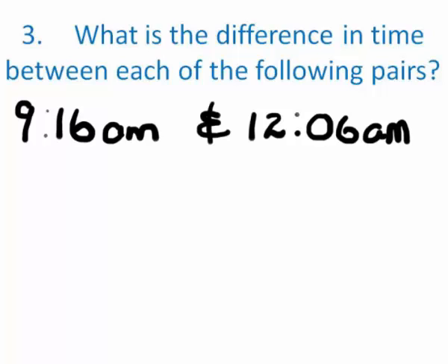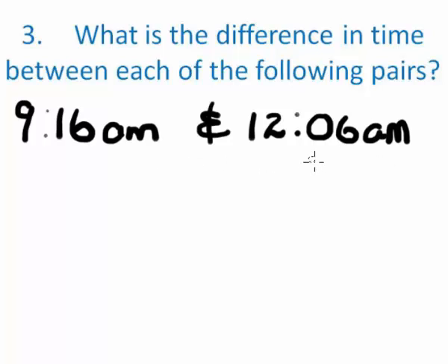Let's now look at another type of question where we're looking at what is the difference in time between each of the following pairs. Now, time could be written in various ways. In this particular case, it's written in the 12-hour format. So we want to know the difference in time between 9:16 a.m., so that's in the morning, just after you've got to school, and then 12:06 a.m., which is just after midnight.